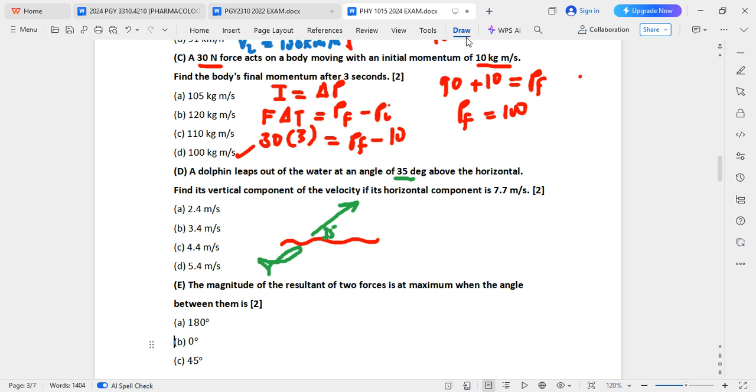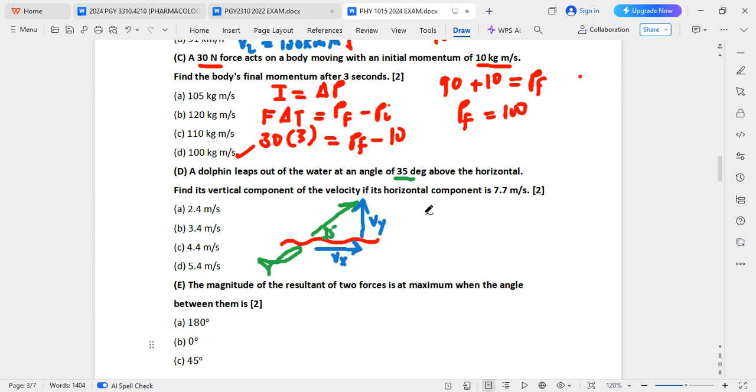And we've already been given one component of the velocity. So we're going to have this component of the velocity. This is going to be the x component of the velocity, and that's what we've already been given, Vx. The question is saying find the y component of the velocity, that is Vy, at which the dolphin is going to move out of the water. So we don't have the actual velocity. We only have the x component, and we have the angle.